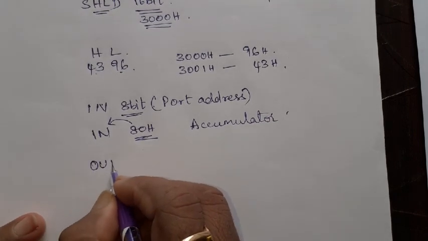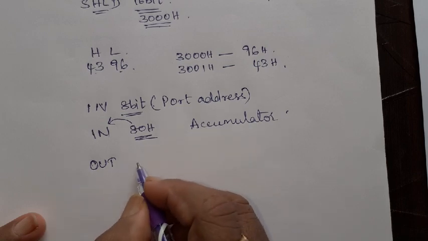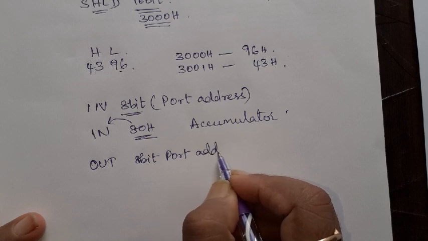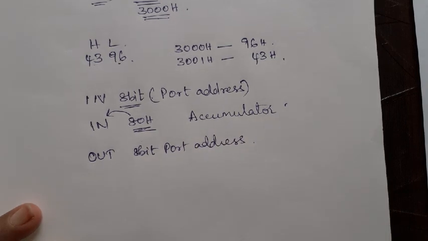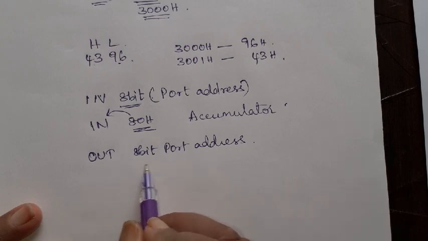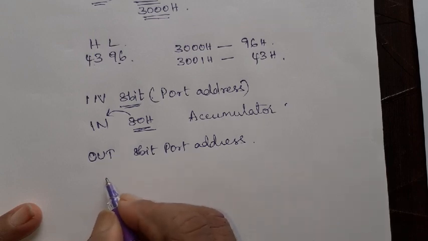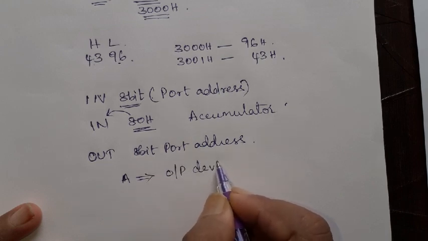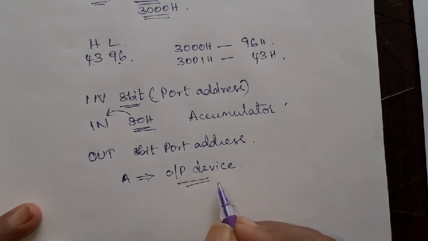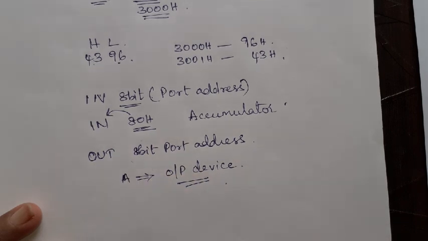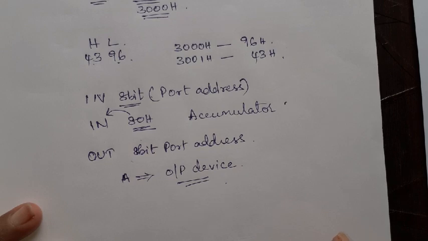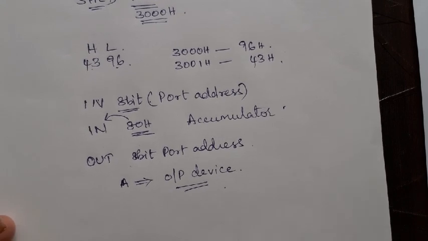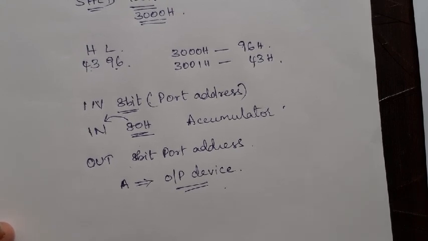In the same way, in case of an output device, OUT 8-bit port address. This is the output device address. So with the execution of this instruction, whatever is there in accumulator will be sent to the output device. What is the address of this output device? That is specified in the instruction. So these are the data transfer instructions. In the next video, let's see arithmetic instructions.